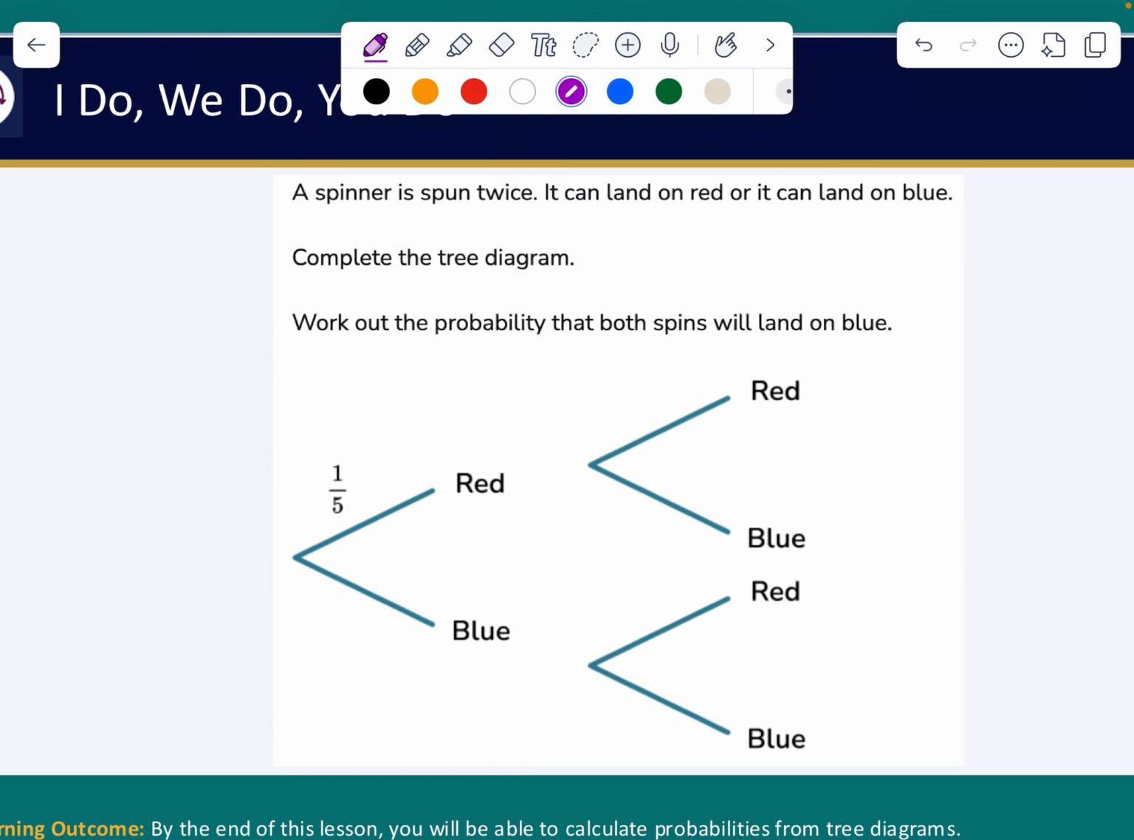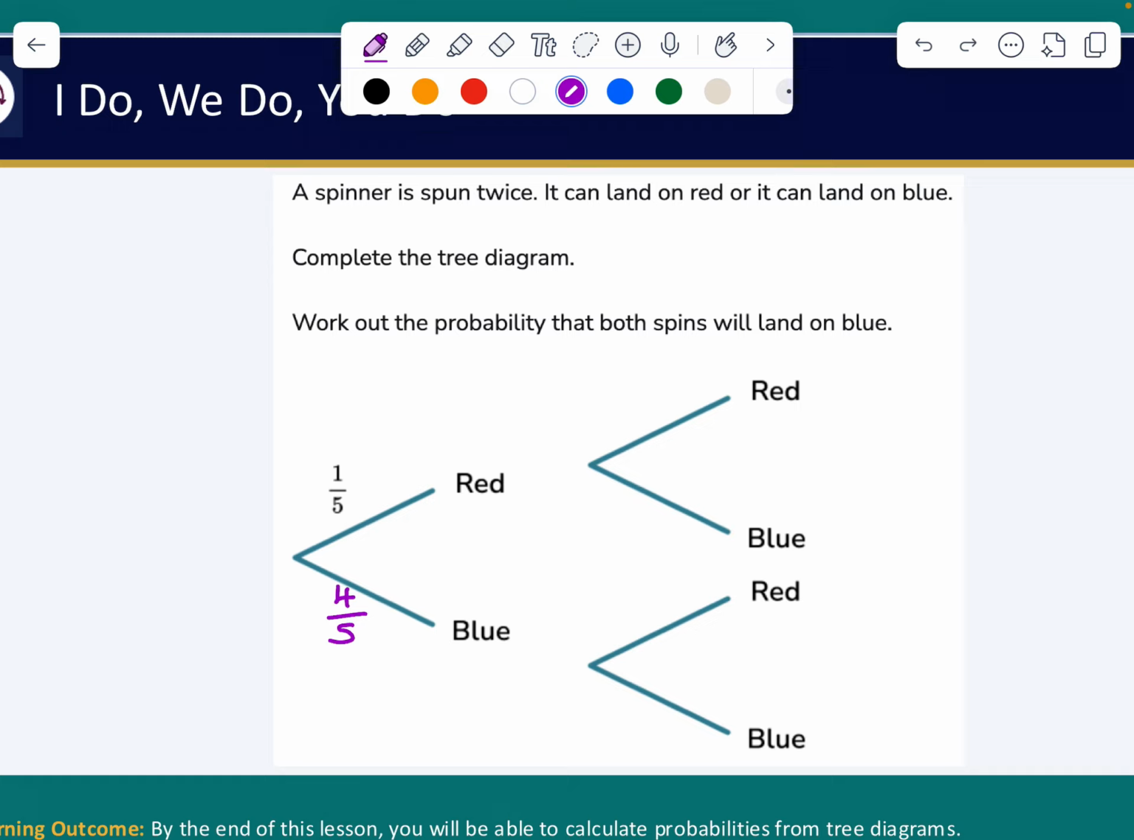And then it says it lands on red or it can land on blue, and then complete it. So it started and gave us some of the tree diagram. The probability that it lands on red is 1 out of 5. So that means the probability that it lands on blue is 4 out of 5, because each branch has to equal 1, because that's what probability is out of.